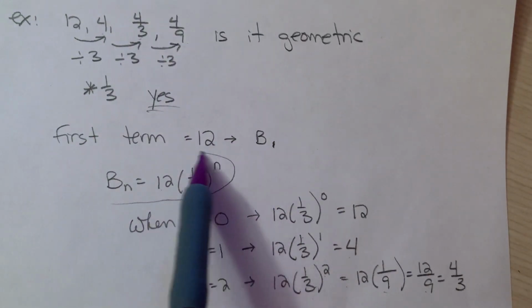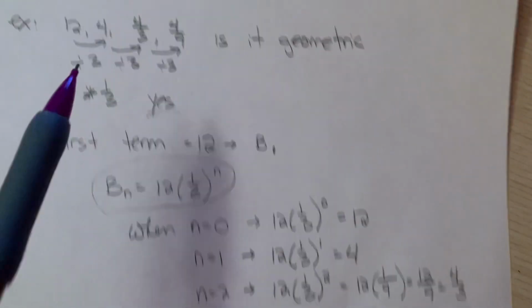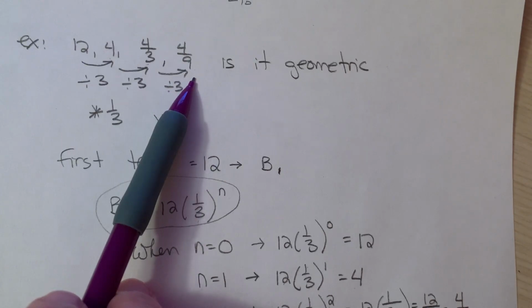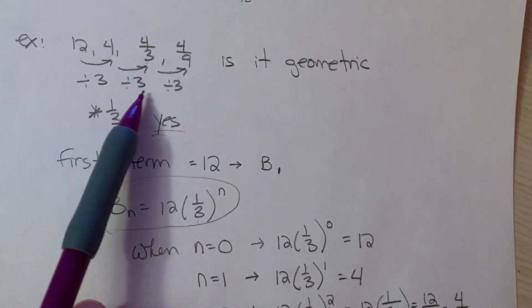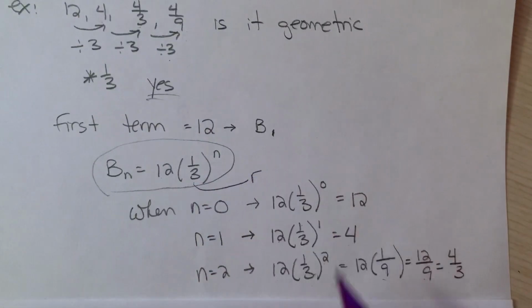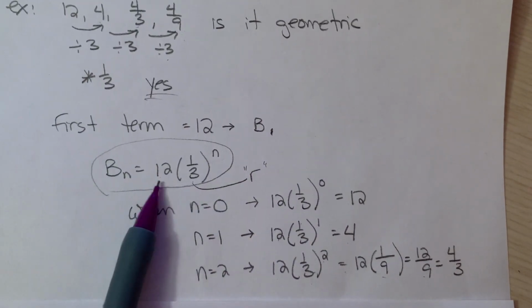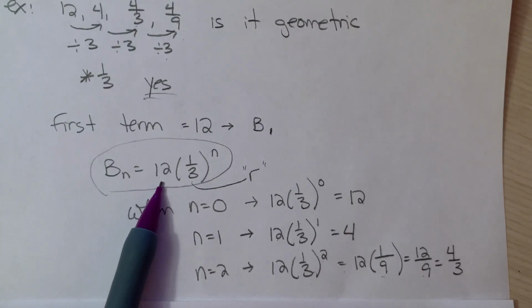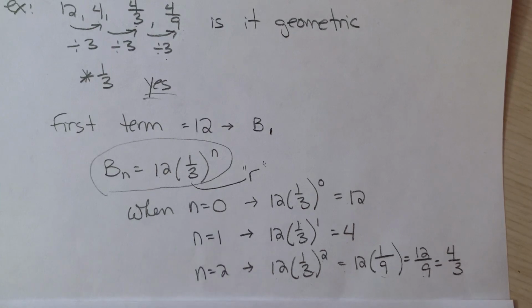So this is how I write an explicit equation when I'm given the geometric sequence or the list of numbers. I first need to find what I'm multiplying by every time. They probably called that r in your lesson. So r is what you're multiplying by every time. This is your first term. But to figure out your first term, you have to assume you're starting at n equals 0.